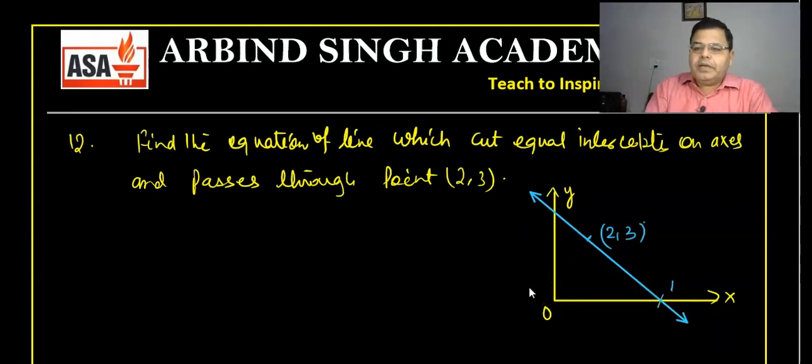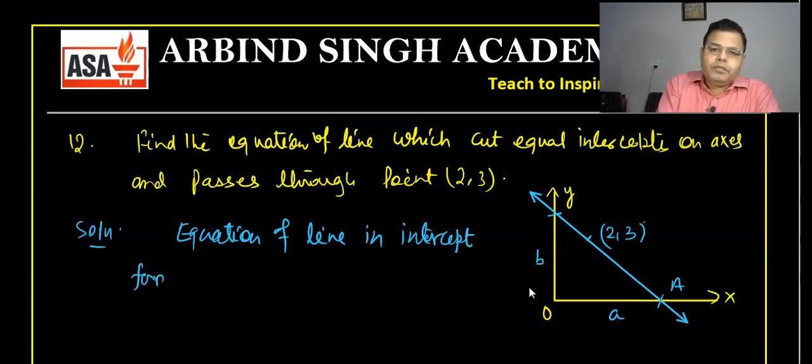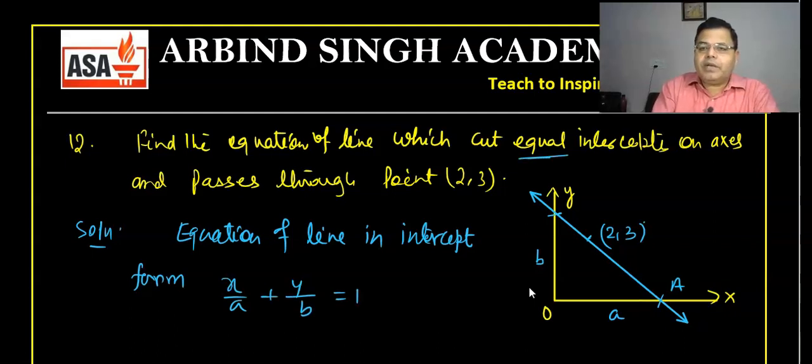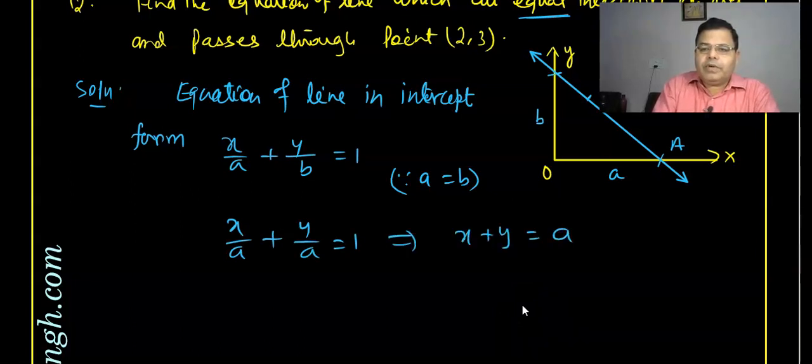Since the intercepts made on the x-axis and y-axis are equal, say this is the equation of the line, that is, x-intercept a and y-intercept b. So the equation of the line in intercept form is x by a plus y by b is equal to 1. But here the intercepts are equal, therefore since a is equal to b, we can write x by a plus y by a is equal to 1, and this implies x plus y is equal to a. This is your equation 1.